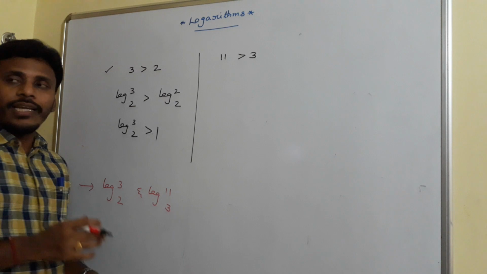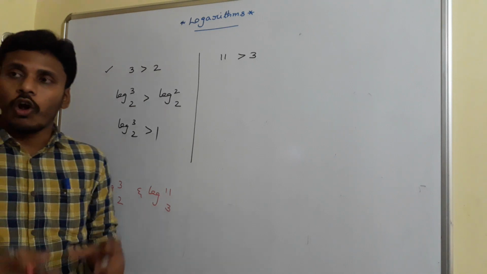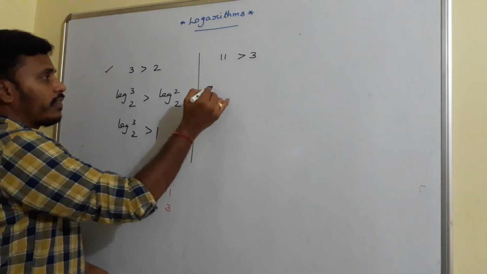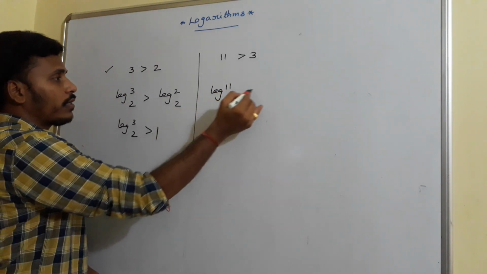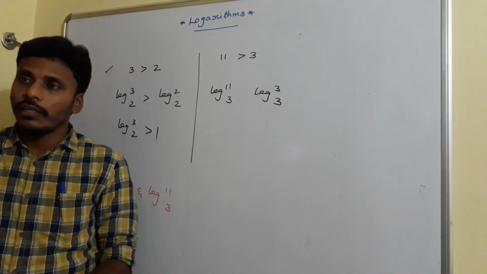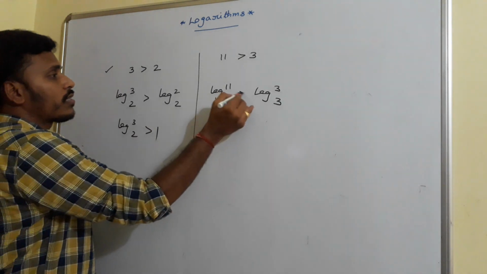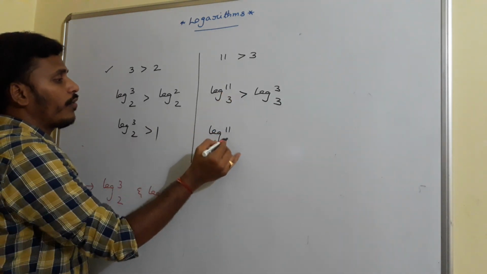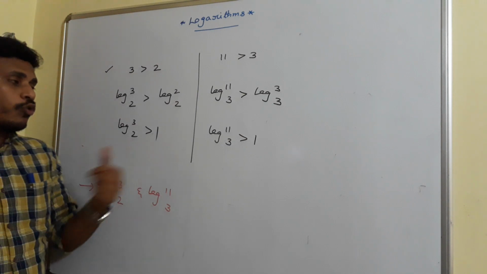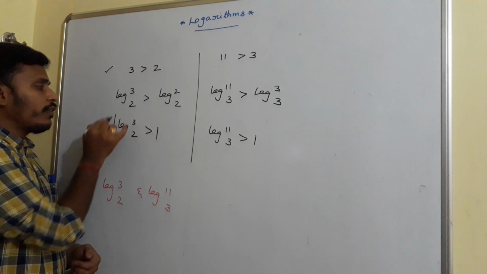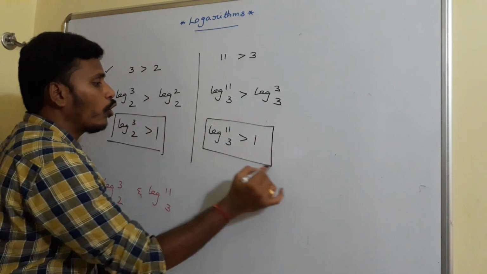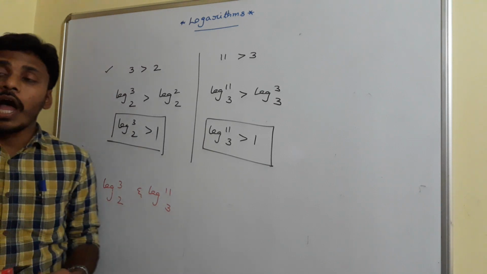In comparison of logarithms, always start with one well-known statement related to the base and power. Here 11 is greater than 3. Now you just take logarithm with base 3: log 11 base 3 and log 3 base 3. Since I am applying logarithm with base 3, which is in the first case, you place the same sign. So logarithm of 11 base 3 is greater than 1. So from these two, we conclude that log 3 base 2 as well as log 11 base 3, both the values are greater than 1. But how to compare?